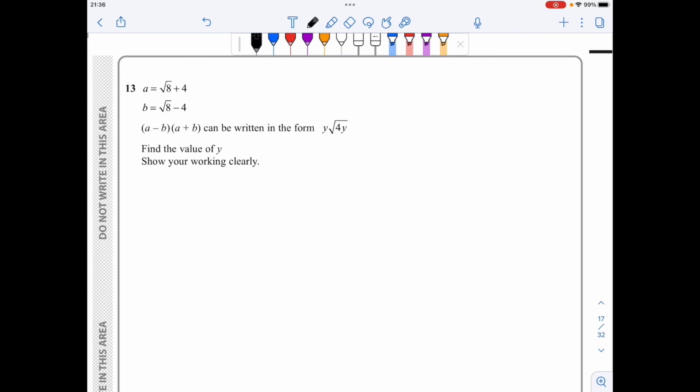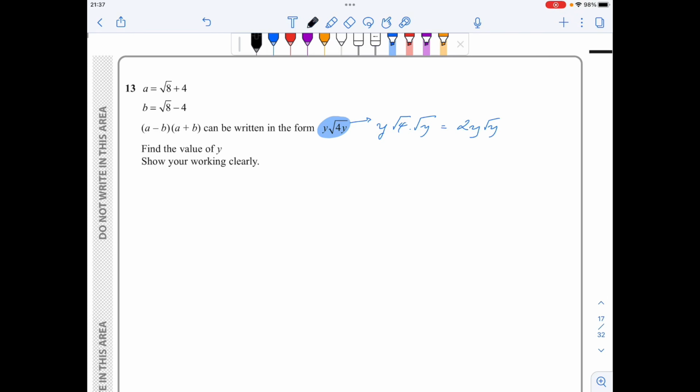In question 13, I'm given these two numbers, and if I multiply a minus b times a plus b, I should be able to write the answer in this form. Now note that this is not in the simplest form. I can split this into y square root of 4 times square root of y. Square root of 4 is equal to 2. So I can write this as 2y square root of y.